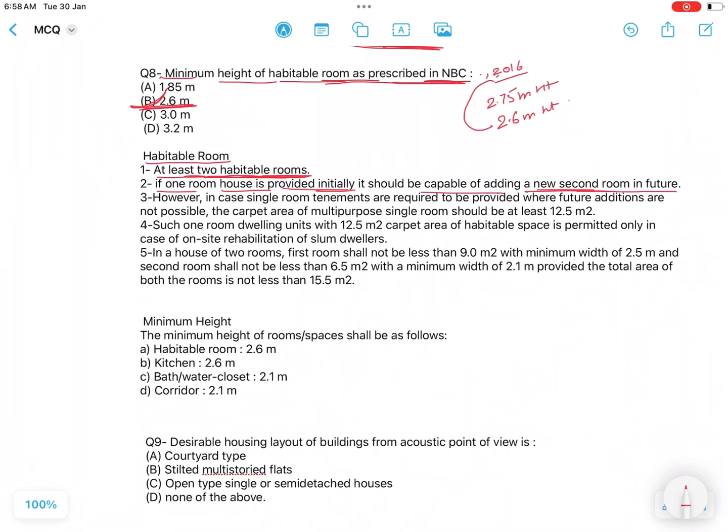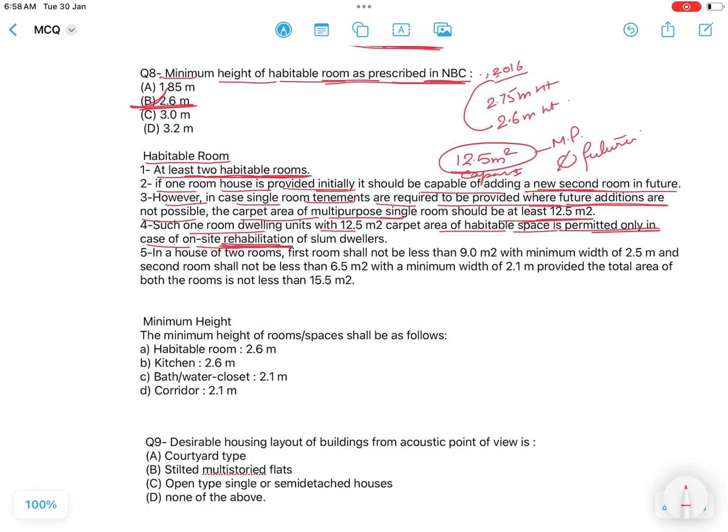However, in the case of a single room, where future additions are not possible, if there is no possibility of future expansion, the carpet area of that single multi-purpose room should not be less than 12.5 meter square. Okay, if there is no future expansion. One such dwelling with 12.5 meter square carpet area, that is usable area, of the habitable space is permitted only in the case of on-site rehabilitation of slum dwellers. Only in this condition it will be allowed.